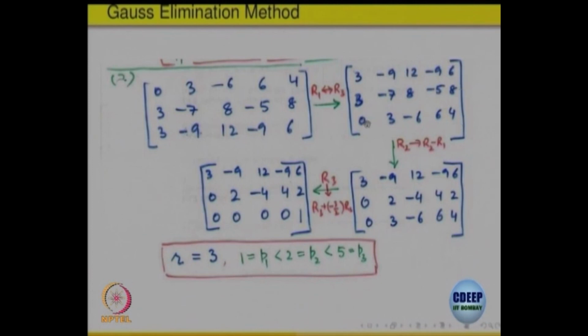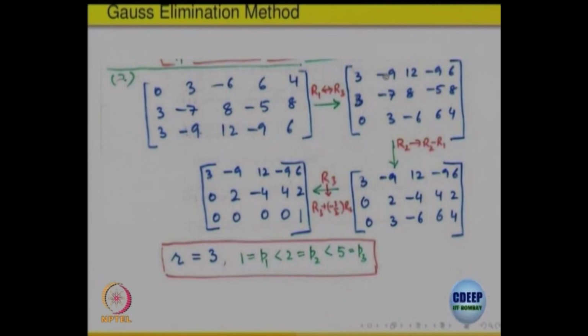So, 0 has come here. Now, if possible, I will like to bring zeros here also, right, in the second. How can I bring it? There is 3 here, there is 3 here. Obvious thing is that from R2 subtract R1, right, from R2 subtract, that means R2 is going to change, R1 is not changing, R2 is going to change, R2 minus R1.